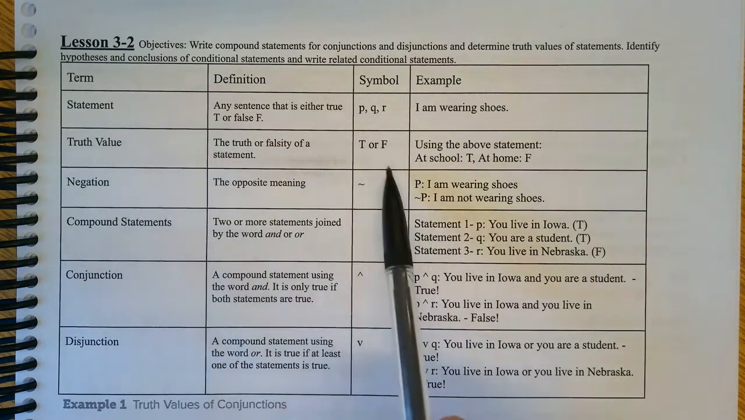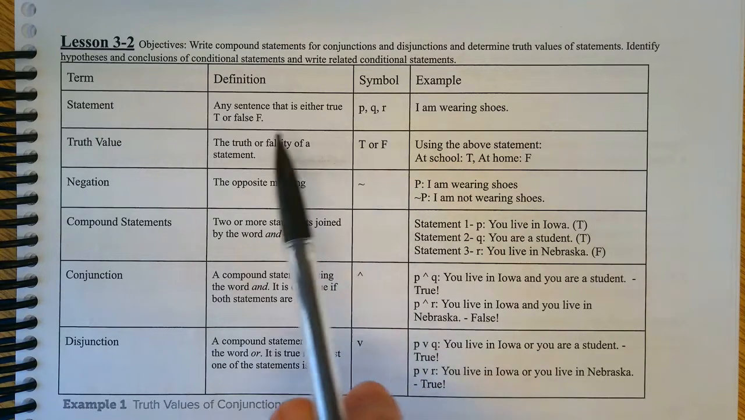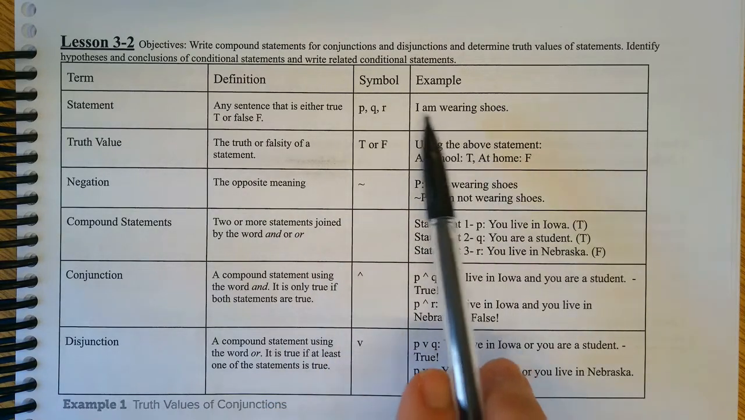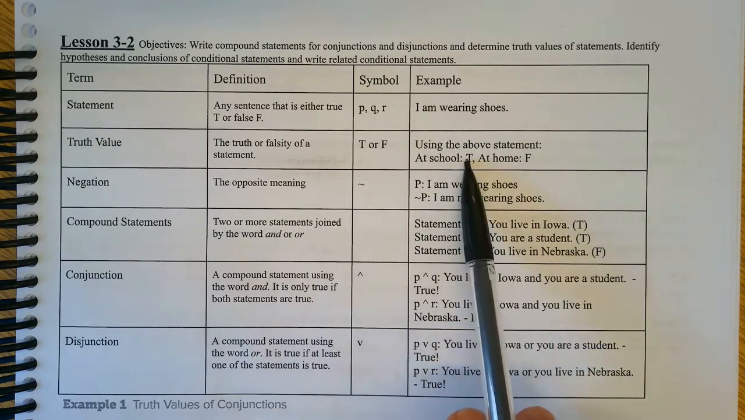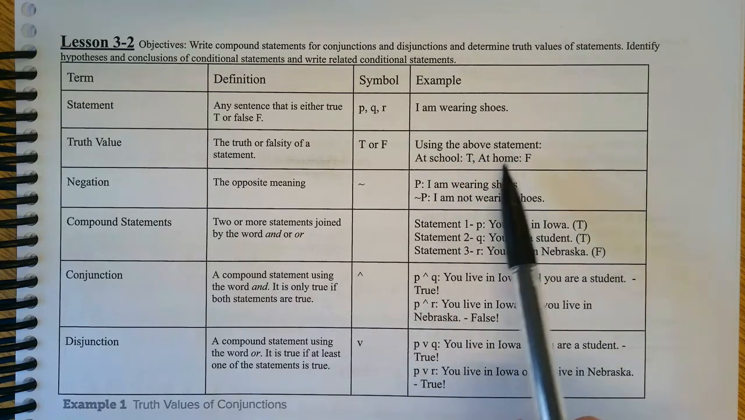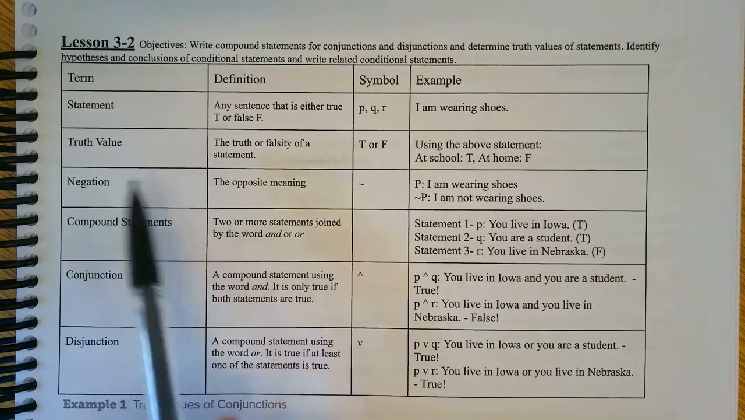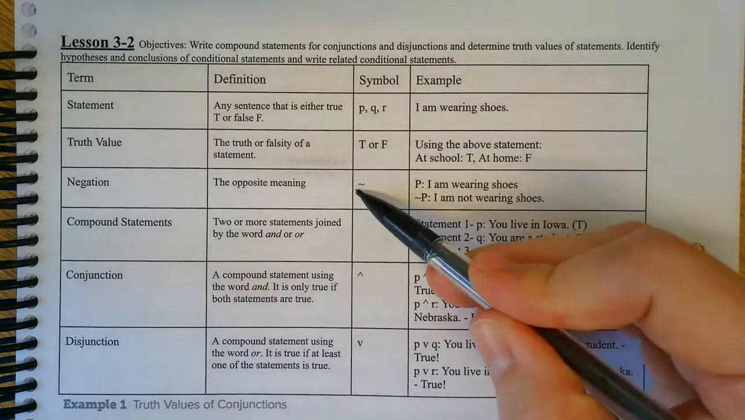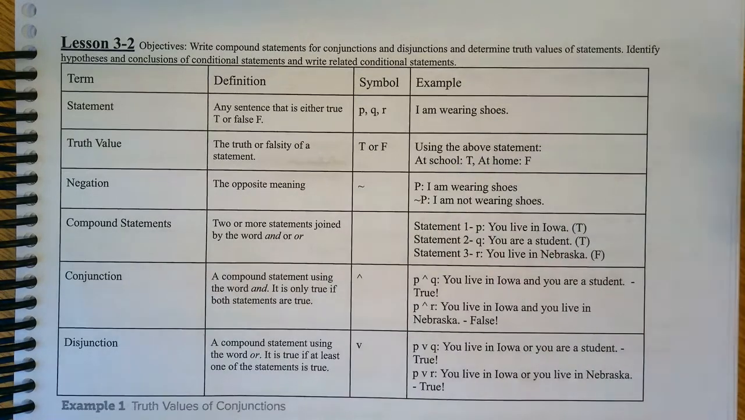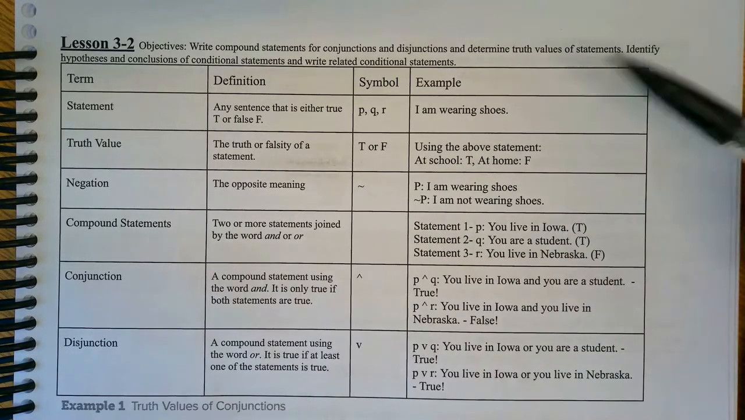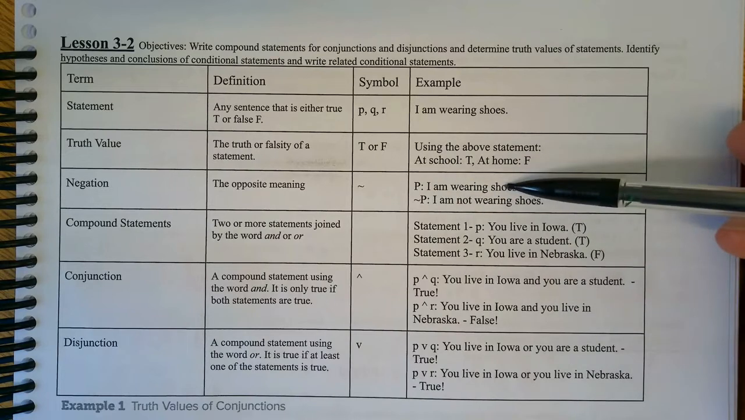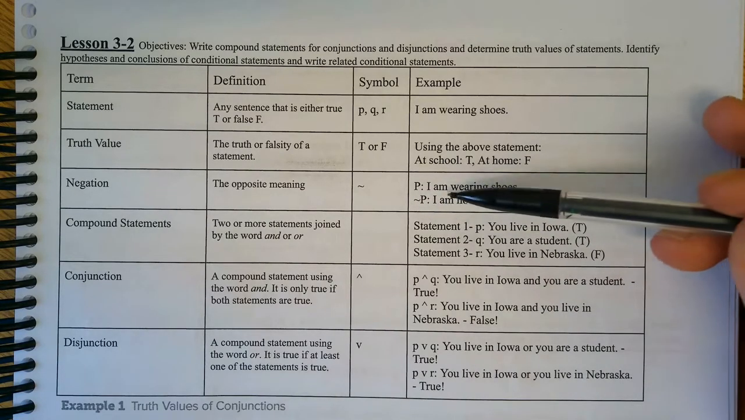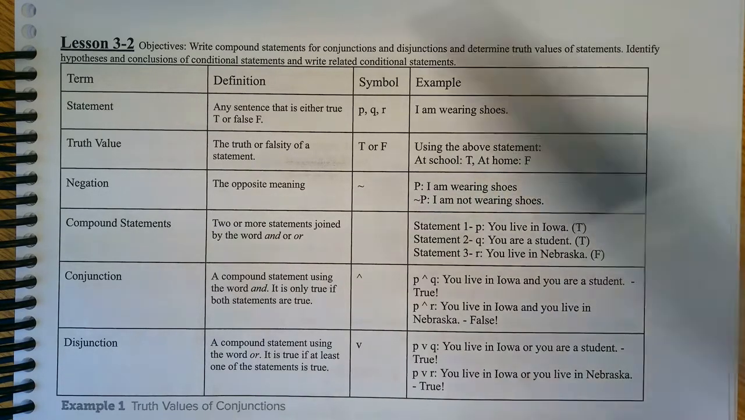A truth value is you putting true or false. So using the above statement, I am wearing shoes, this is true if I'm at school, but false if I'm at home. Negation means that you're doing the opposite. We will put in this symbol, this little squiggly line, to show to do the opposite or the negation. So I am wearing shoes. The negation of that sentence, I am not wearing shoes.